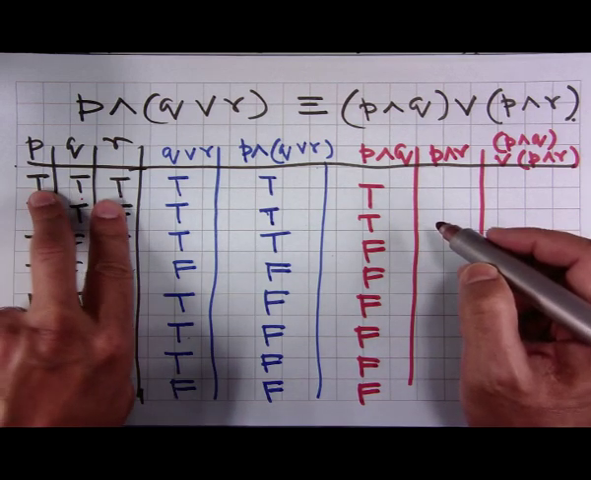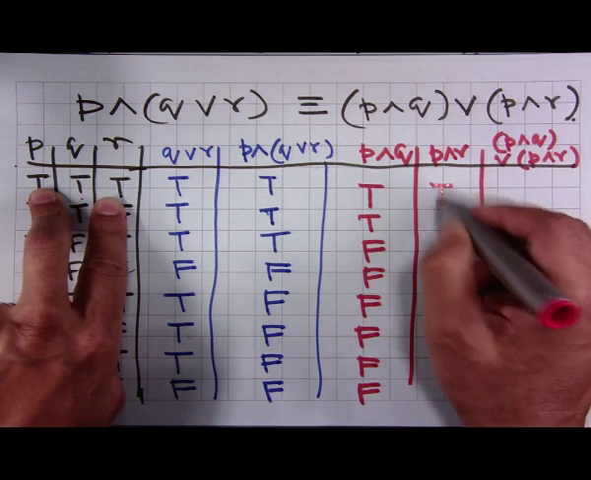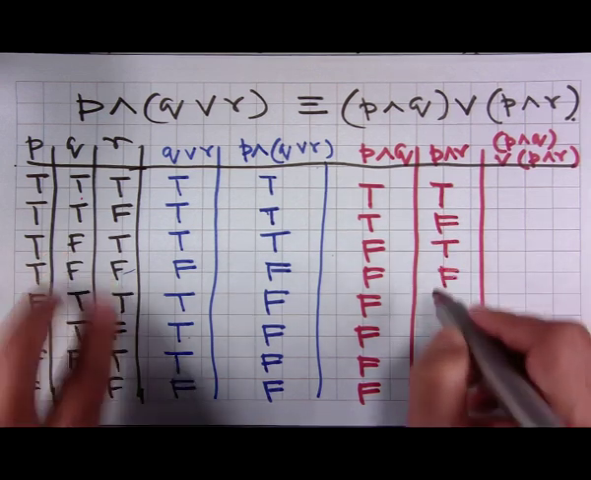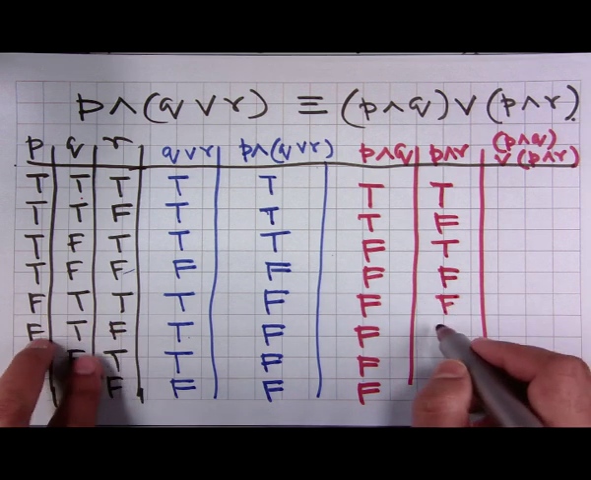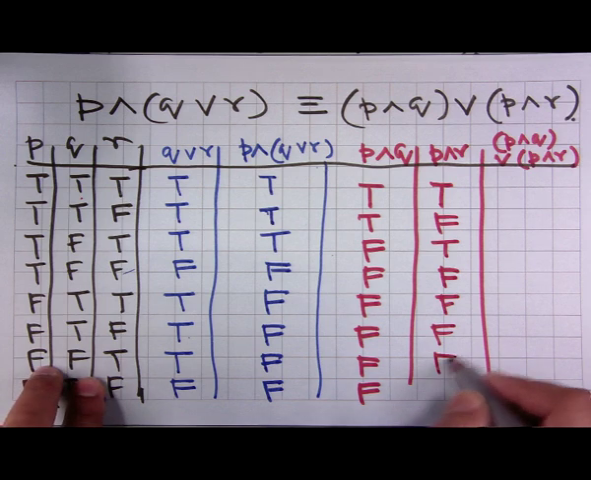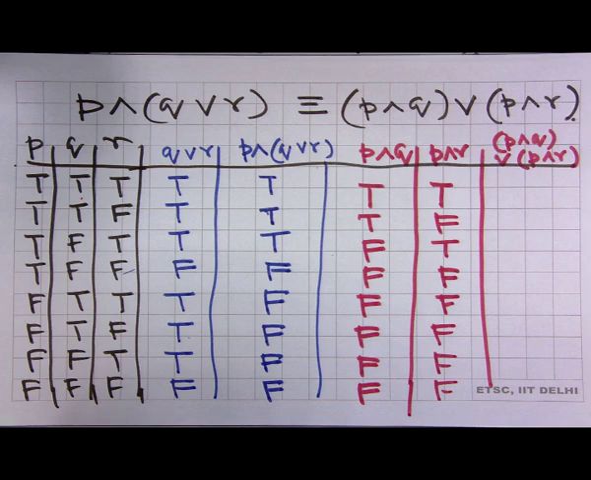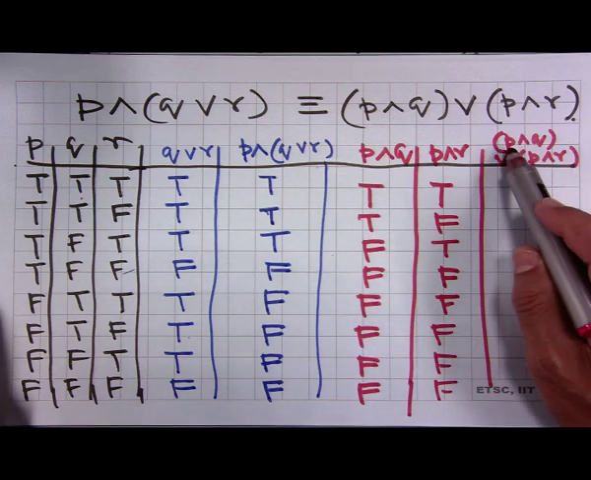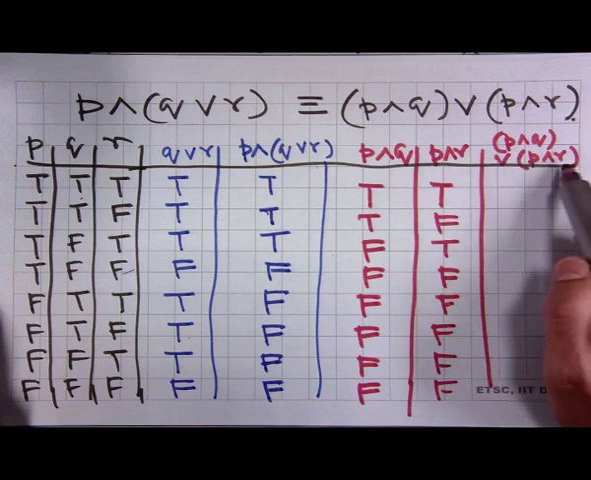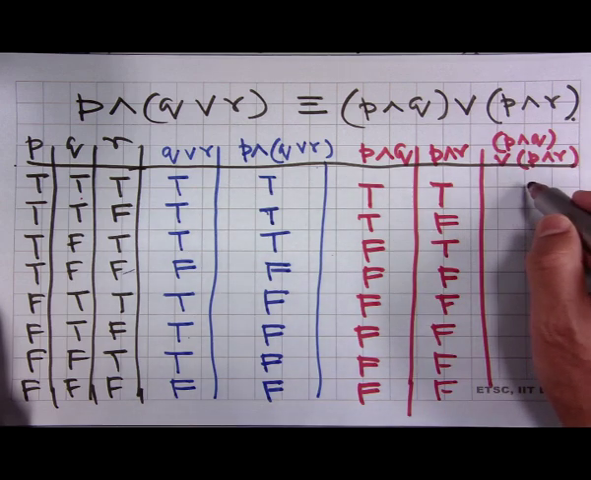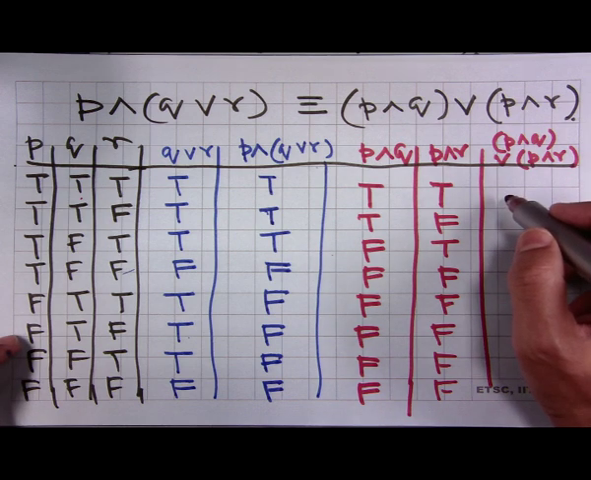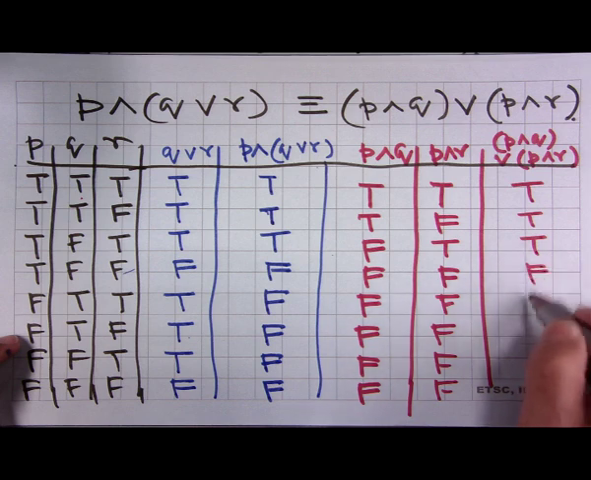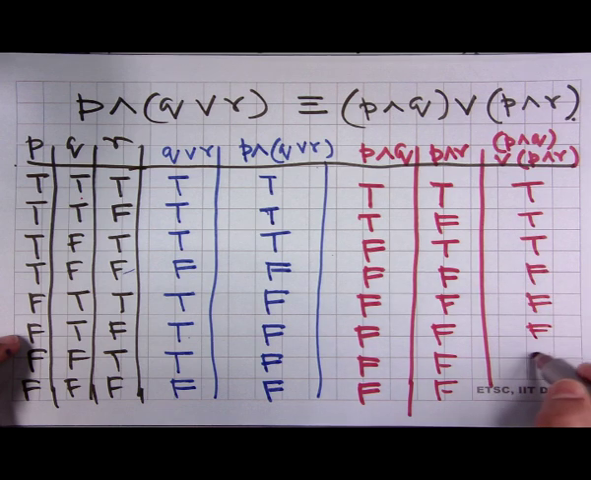P and R similarly is true here, false here, true here, false here, false here, false, false and false. So, the last task is to find the OR between these two columns, so that I can get P and Q or P and R. So, when I am ORing, it is going to be true when any one of them is true. So, true, true, true, false, false, false, false and false.